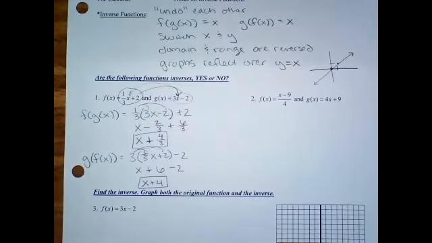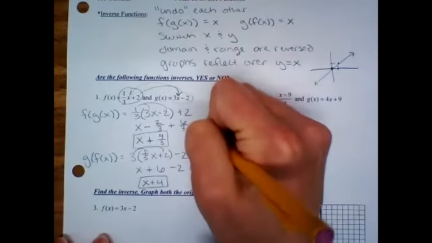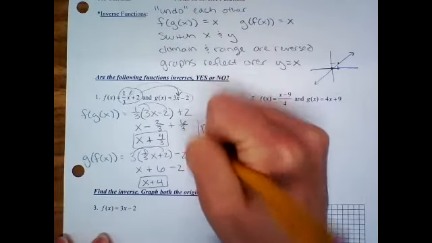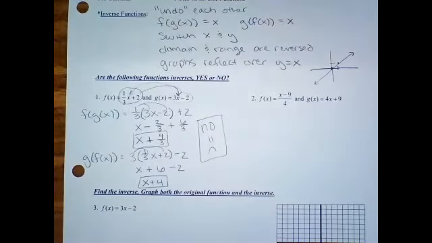So here's the answer to the whole thing. It's either a yes or a no. Did those both come out to just x? No. One's an x plus 4/3 and one's an x plus 4. So the answer to the whole thing is no. In fact, we knew it was no after we got here, didn't we?